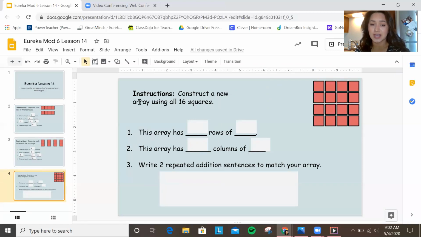Our instructions say, construct a new array using all 16 squares. So we need to construct a new array that doesn't look like this. It's going to look different. Think of a way that we could construct an array. Remember, an array is going to look either like a square or a rectangle. No extra ones flying around. What's it going to look like?